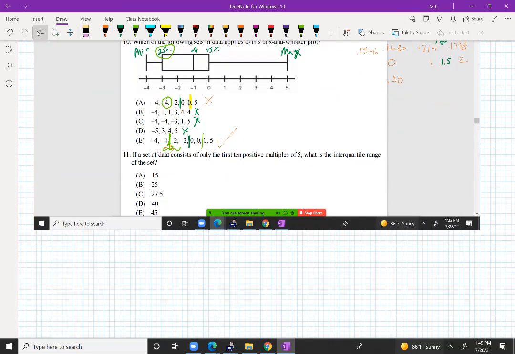Interquartile range. I know that's something I saw in statistics, but I don't remember what that meant. Was that the regular range? Interquartile range. Five, 10, 15, 20, 25. Be 20 minus 10. I don't know. I don't know what interquartile range is.